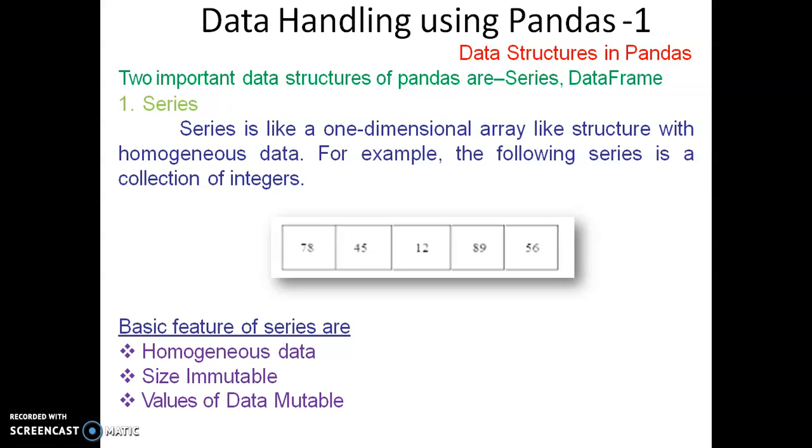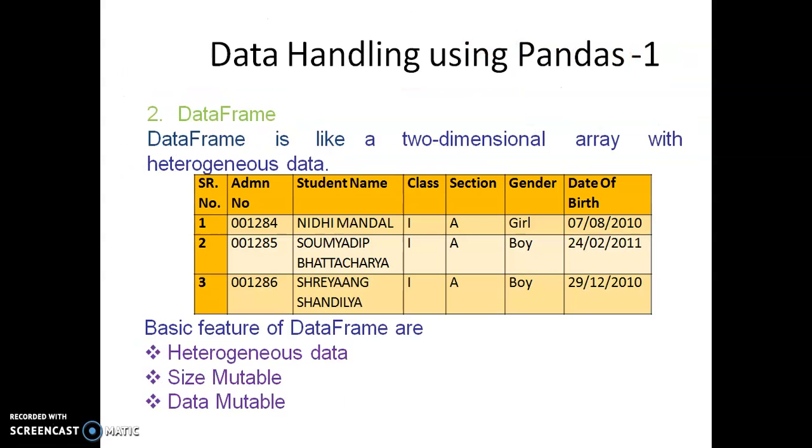Series is like a one-dimensional array that contains homogeneous data. For example, the following series we have shown contains integer values. The 3 basic features of a series are: homogeneous data, size immutable, values of data mutable. So we have to keep in mind that size is immutable. We cannot modify size once created, but we can change the values.